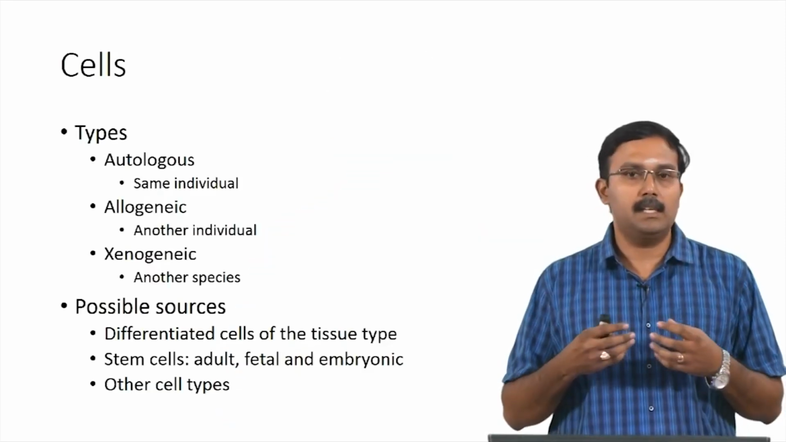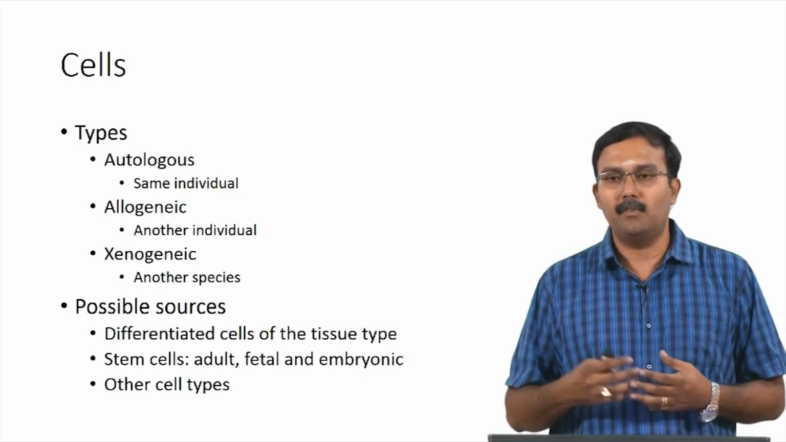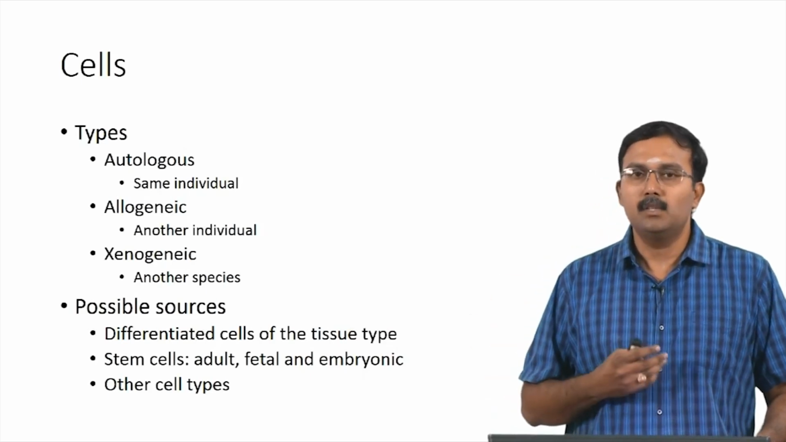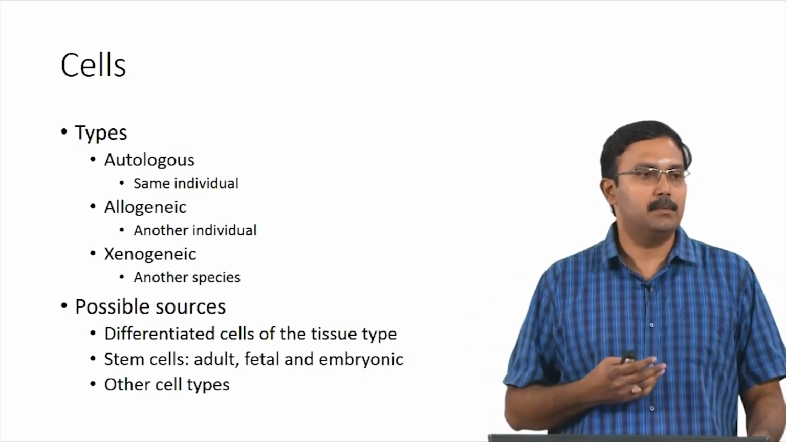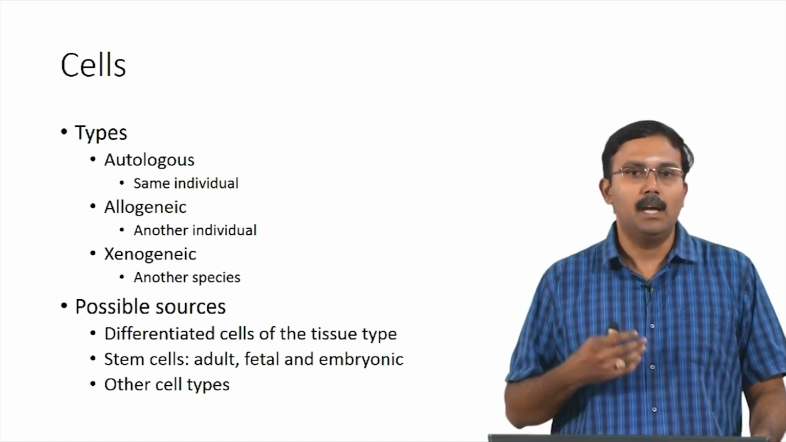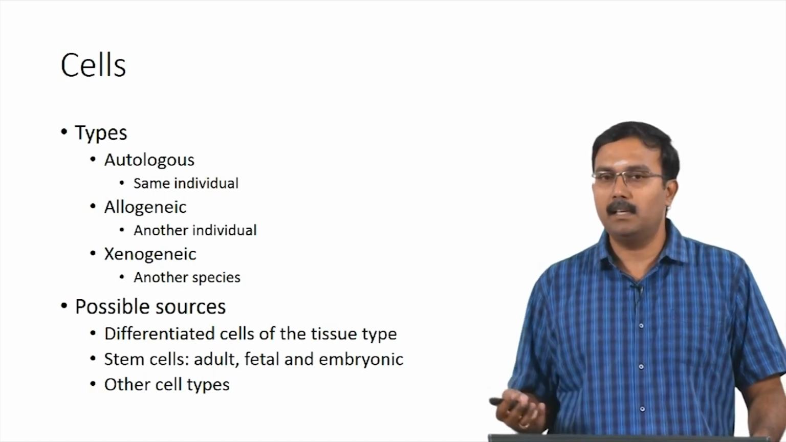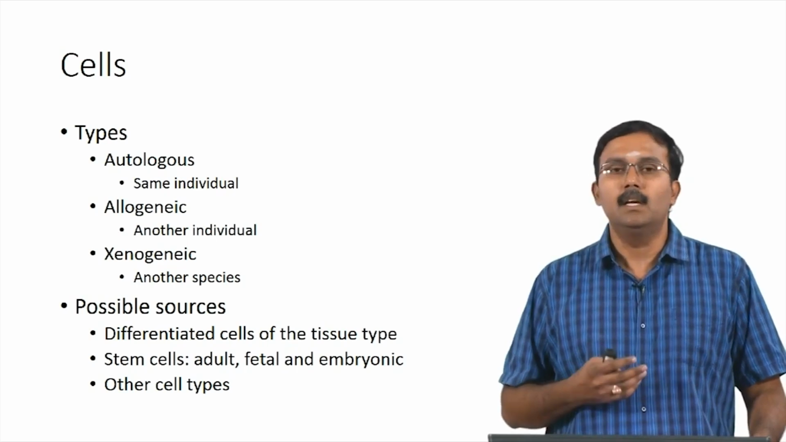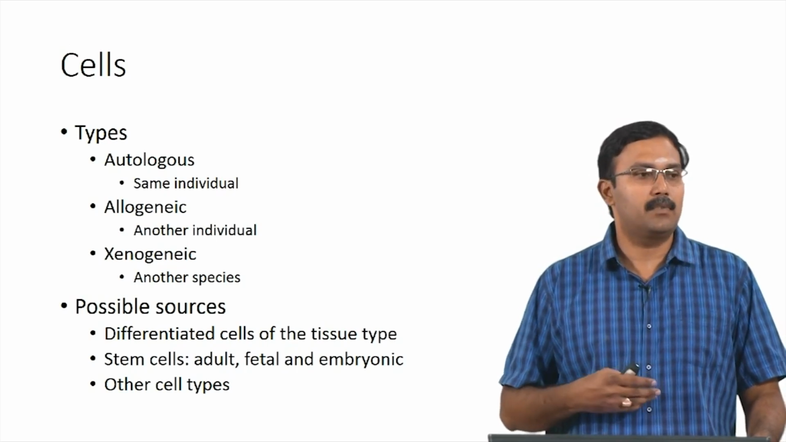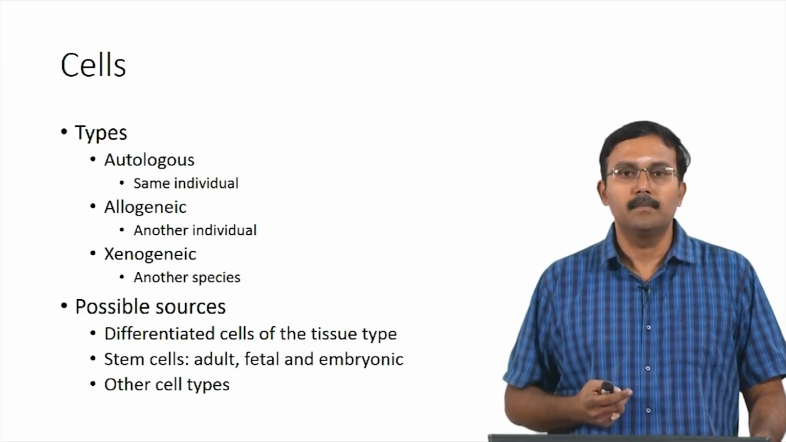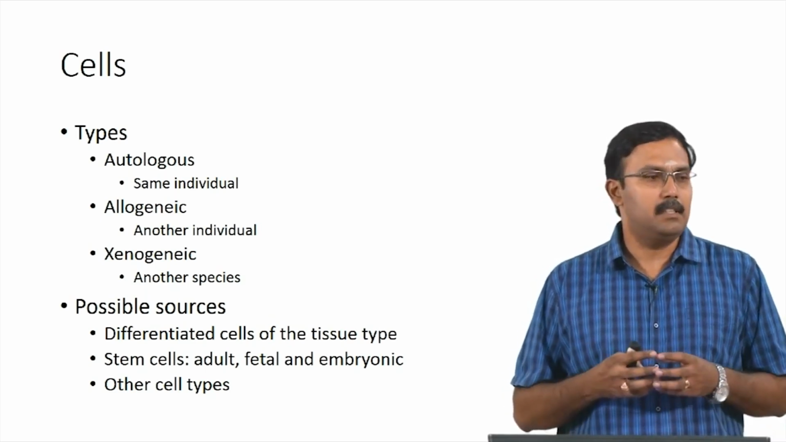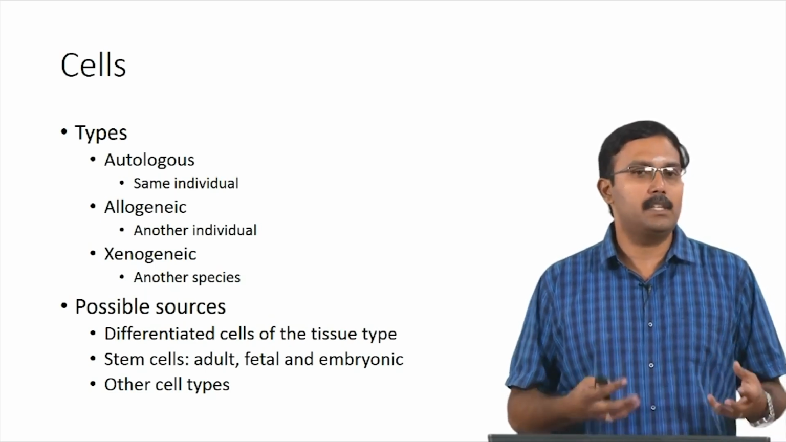So, cells are basically of three different types. We have already discussed this earlier. So, you have autologous cells, which are cells from the same individual, allogenic cells, which are cells from another individual of the same species, and xenogenic is cells from another species altogether. So, there are different sources for these types of cells.